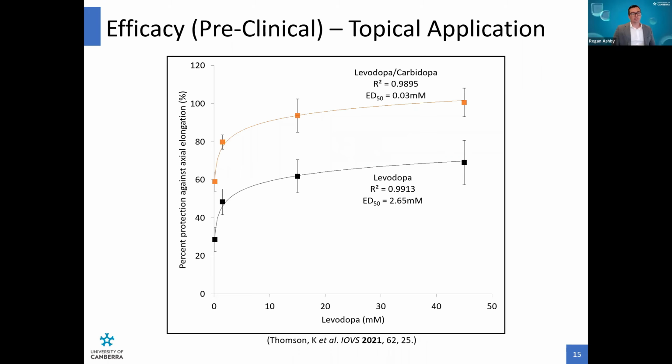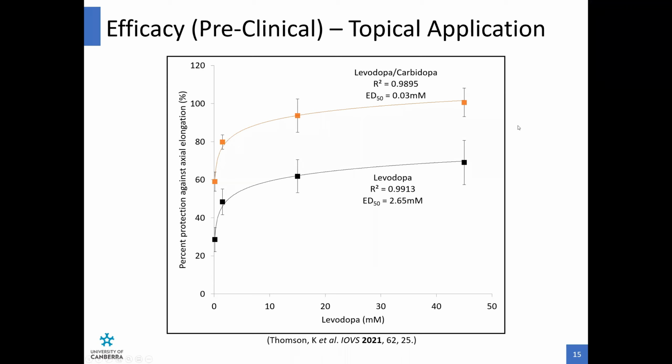But as I noted, intravitreal injections are not the most appropriate way to... Excuse me, Dr. Ashby. Yes. Okay. No, por favor, apaguemos los micrófonos. Okay, please go ahead. Thank you.